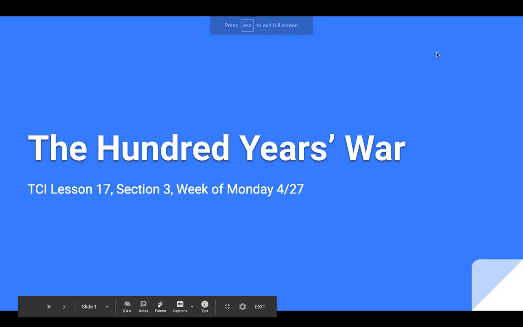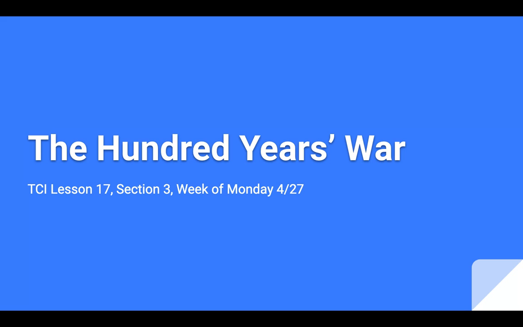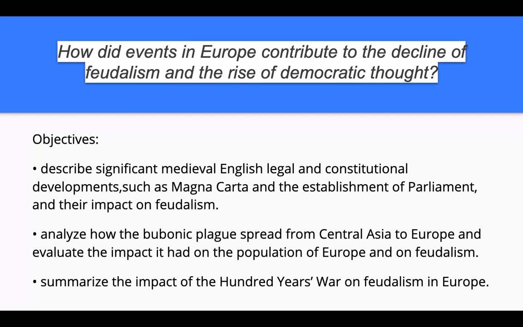Again, we're only doing one section today, so this video is going to be relatively quick, which is the good news. So these objectives and our essential question, they are the same as last week, but just as a review, our essential question is, how did events in Europe contribute to the decline of feudalism and the rise of democratic thought? And our objectives will be to describe significant medieval English legal and constitutional developments, such as the Magna Carta, which again we looked at last week.